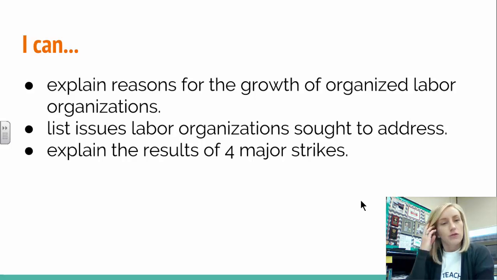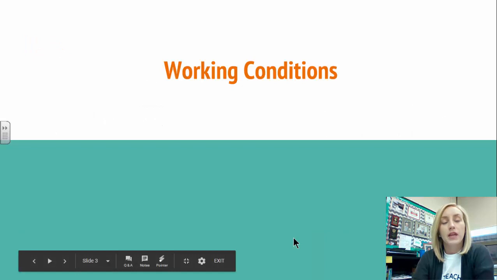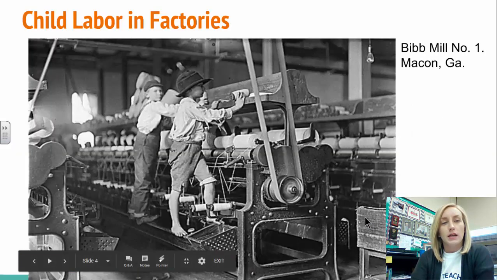By the end of these notes you'll want to be able to explain reasons for the growth of these organized labor organizations. You'll want to list issues these labor organizations sought to address, so addressing those working conditions, and then explain the results of 4 major strikes. So you'll need to know the details of those and then the results. So let's talk about these working conditions.